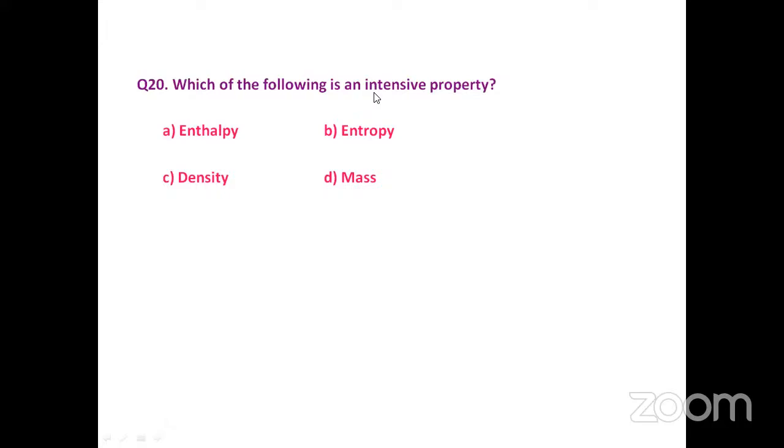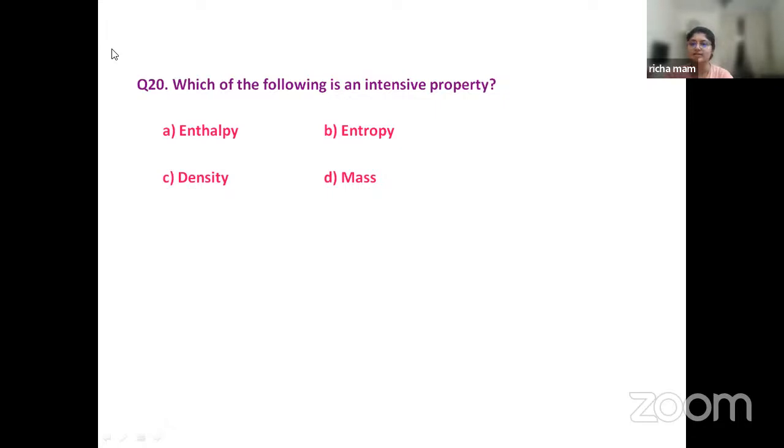Which of the following is an intensive property? A, enthalpy; B, entropy; C, density; and D, mass. You know what an intensive property is and what an extensive property is. Yes, what do you mean by intensive property, students?